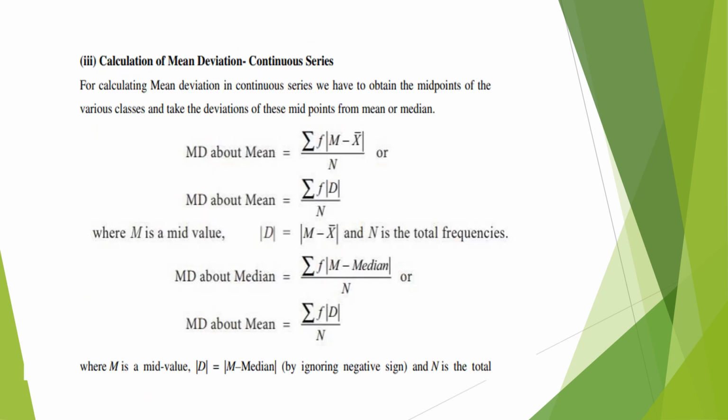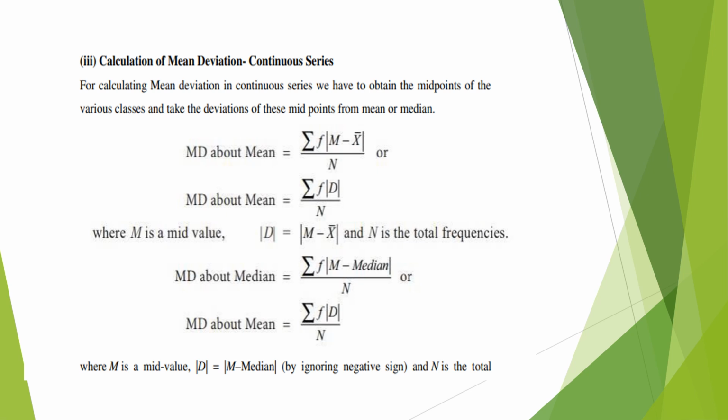In case of continuous series, the formula would be different. The calculation of mean deviation about mean is summation of frequency into modulus of m minus x mean, where m is the mid value. If we are finding mean deviation about mean, it is summation of f into d upon n, where n is the sum of frequency and d is m minus x mean, where again m is the mid value and x mean we already know that.